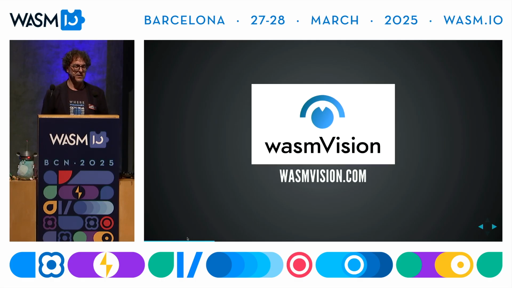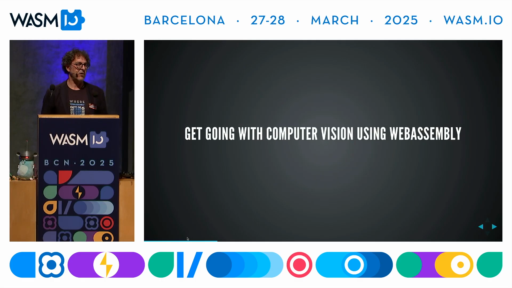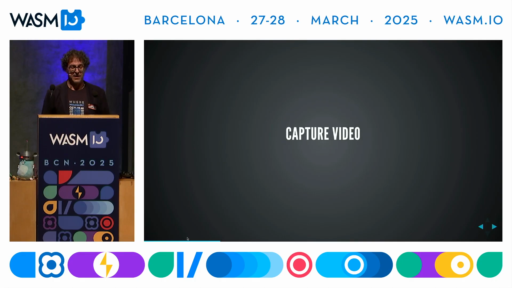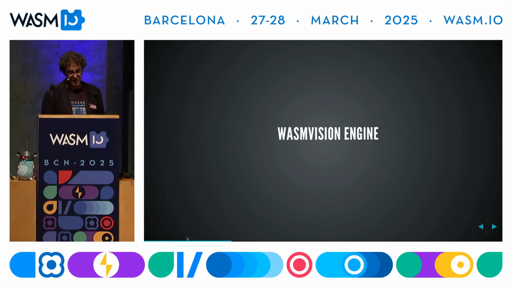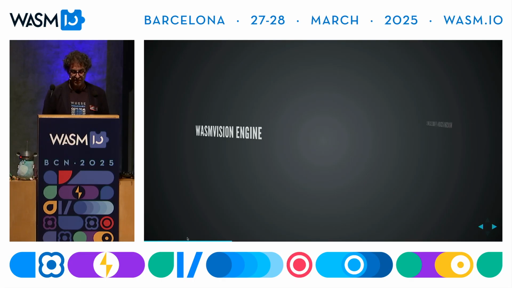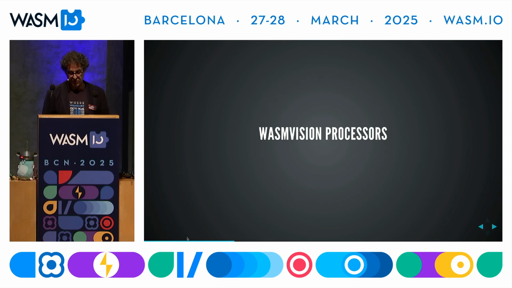So that's why we created wasmVision, which helps you get going with computer vision using WebAssembly. And basically capture video through a stream or a camera, process it somehow, and then save it, stream it, or do something because of what you discovered from it. So we have a wasmVision command line interface, the wasmVision engine, and then wasmVision processors.